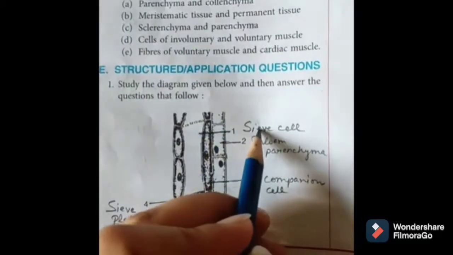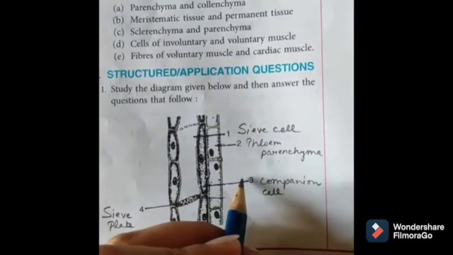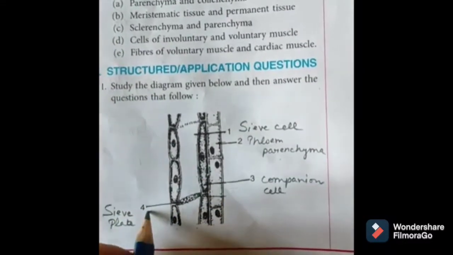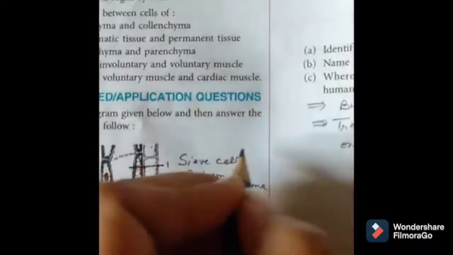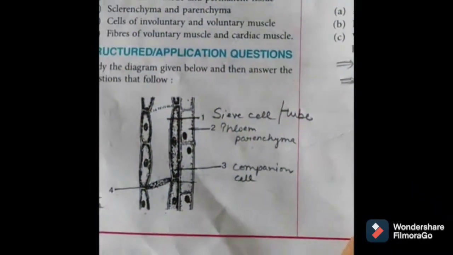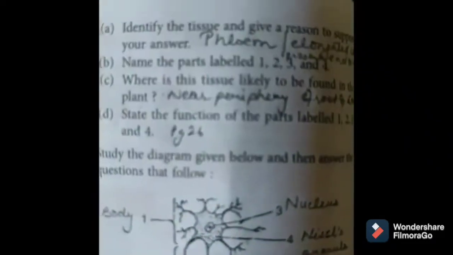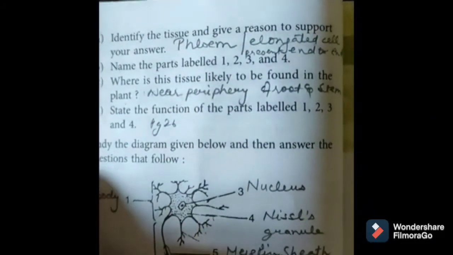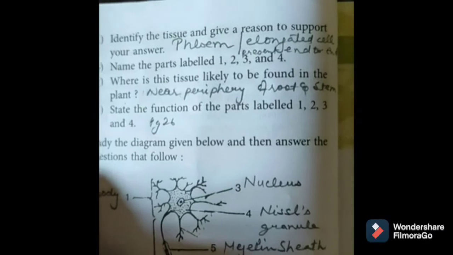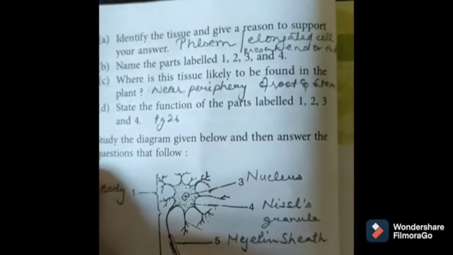Number 1 is sieve cell. Number 2 is phloem parenchyma. 3 is companion cell, and 4 is sieve plate. Sieve cell can be written as sieve tube. Both will be correct. Now where is this tissue likely to be found in plants? So near the periphery of root and stem. Periphery means just near the outer region.